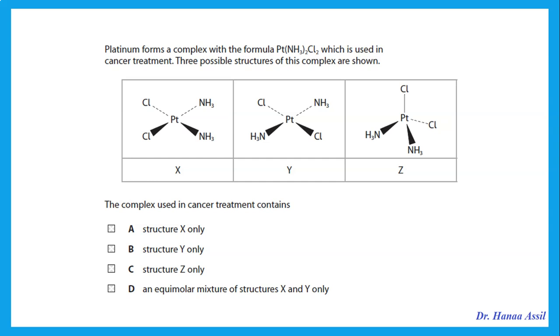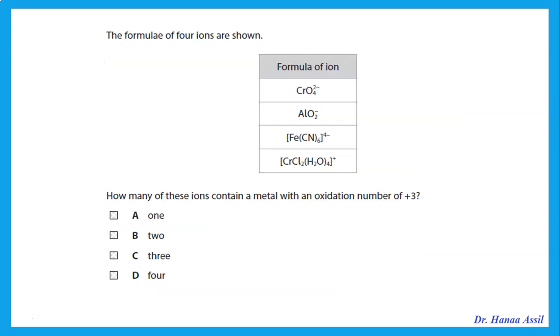3 possible structures are these. So either you have the 2 chlorines on the same side and the 2 ammonias on the same side, or on opposite sides, or tetrahedral, as in Z. So which of these did we say was used for cancer treatment? Remember, it is the cis with 2 chlorines together, and the cisplatin is a rectangular planar structure, not tetrahedral. So X is the structure of the cisplatin that is used in cancer treatment.